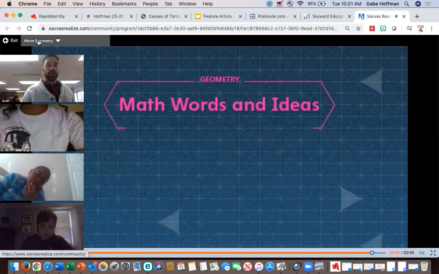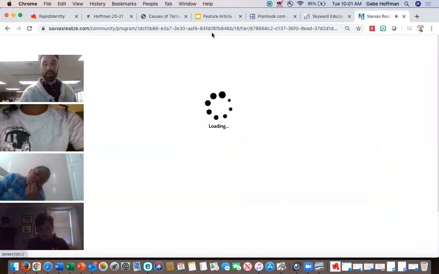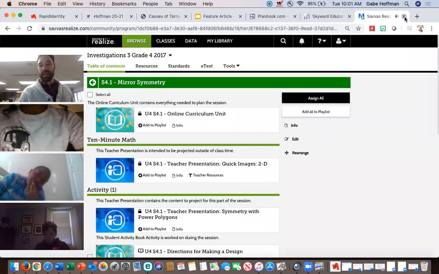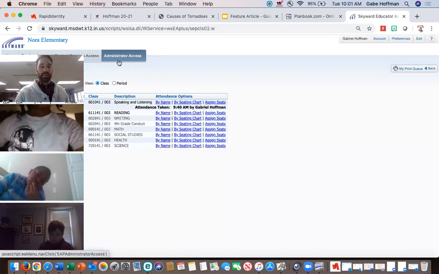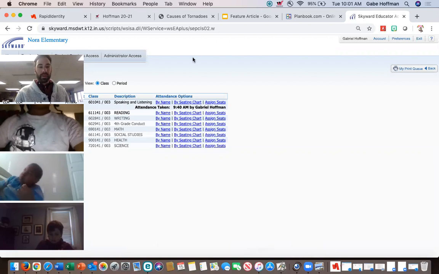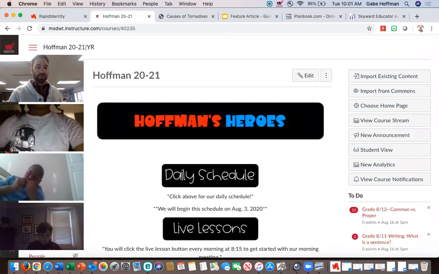Right? And the reason we call it mirror symmetry is if you've ever looked in a mirror, it's the exact same image looking back on the other side. So if you look at that line and you put a mirror there, it would be the exact same on the other side. So your jobs today, you're going to have 2, all right?